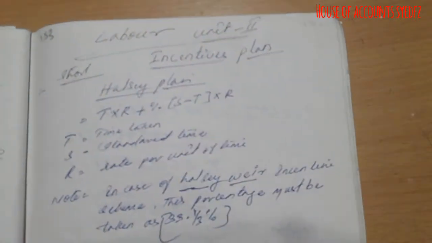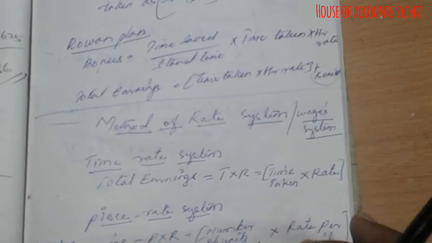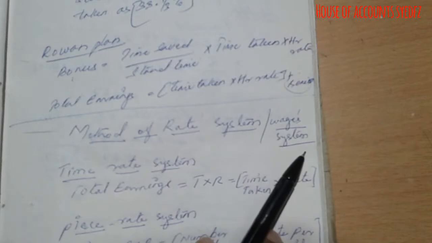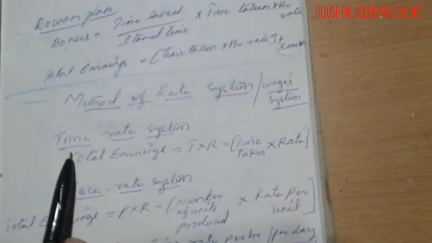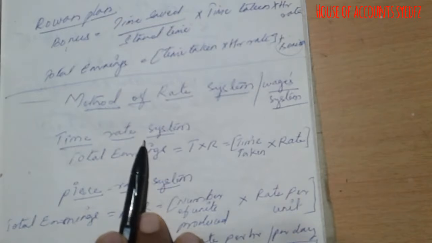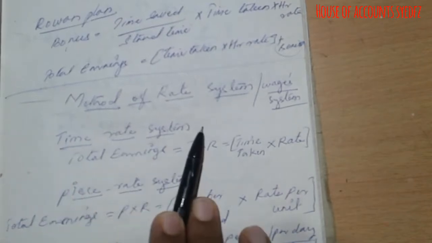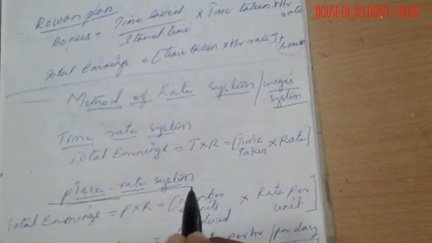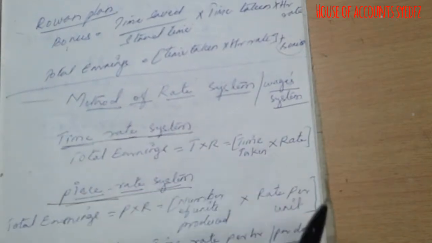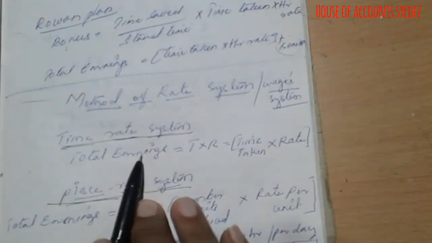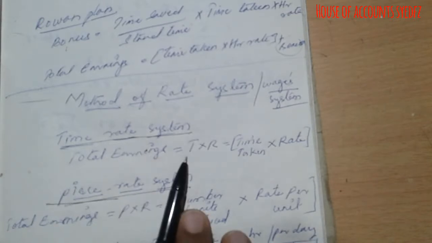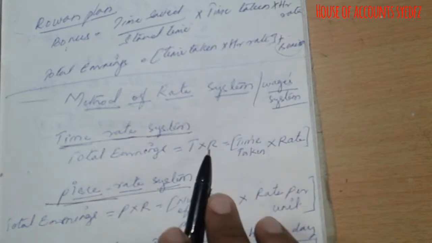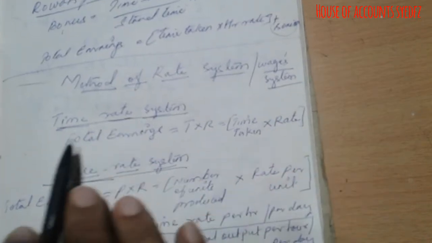Now the method of rate system, or wages system: how to give wages. There are two types. First, the time rate system. Second, the piece rate system. In the time rate system, the formula is total earnings equals T into R, where T means time taken and R means rate. This is the time rate system.